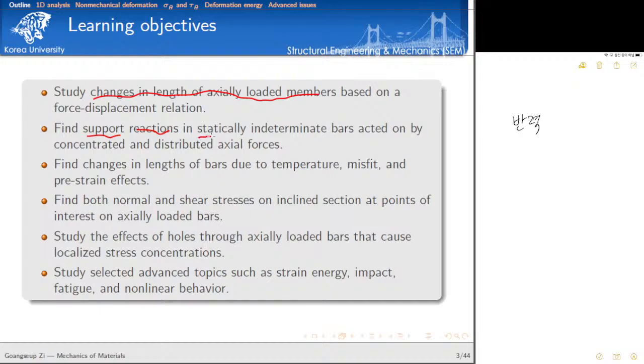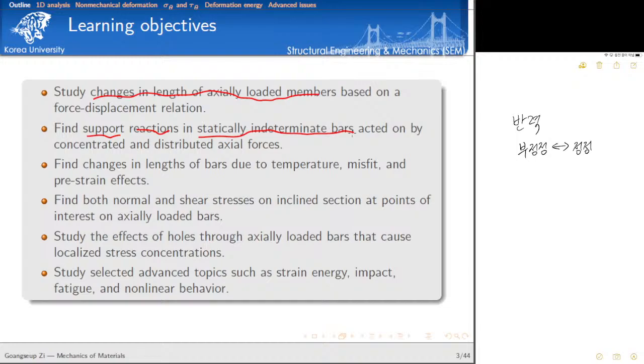And then statically indeterminate bars. Statically indeterminate means 부정정. The opposite meaning of 부정정 is 정정, statically determinate. The difference between statically determinate and statically indeterminate is whether we can determine the reactions by using only the equilibrium condition. If so, we call those structures statically determinate structures. If you finish the analysis without using the compatibility condition, then you may consider the structure statically determinate.